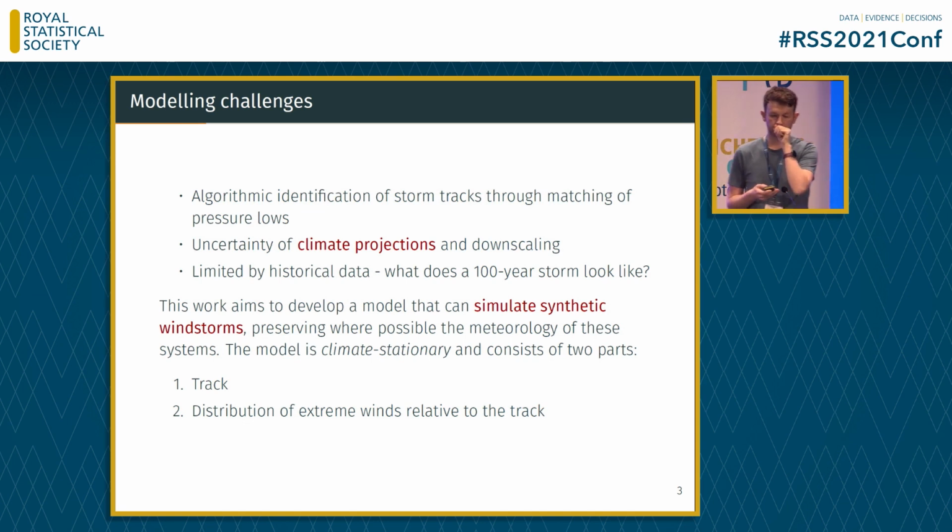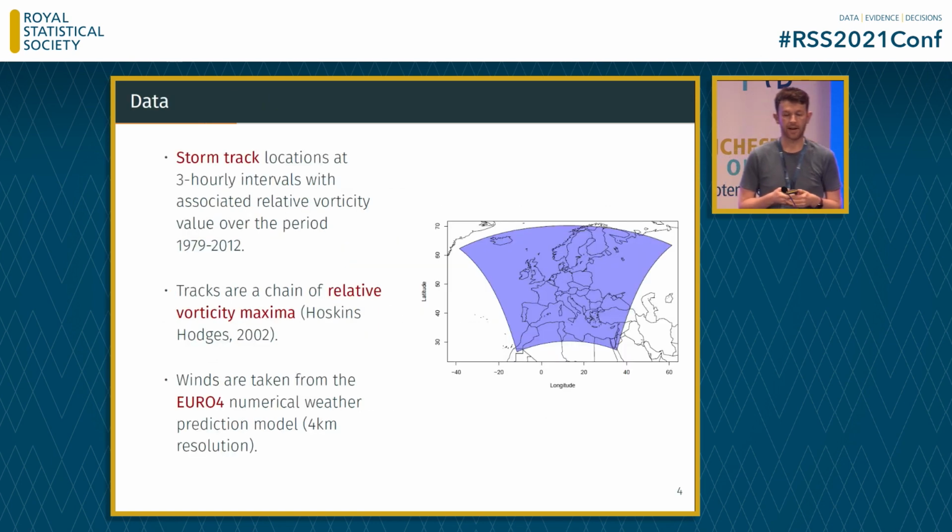So the model that we develop consists of two parts. One is the model for the track and its associated intensity, and the other one is for the distribution of extreme winds relative to the track. And it's the second component of this that is going to be the focus for today.